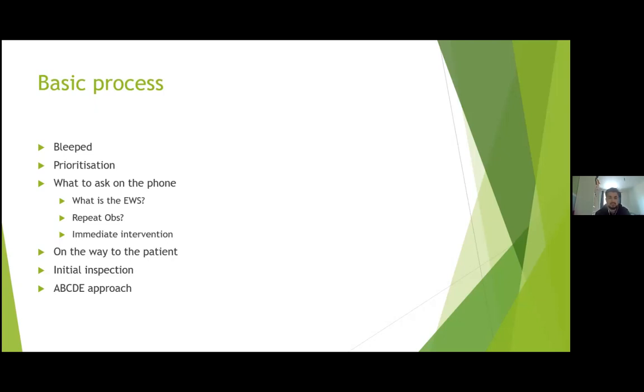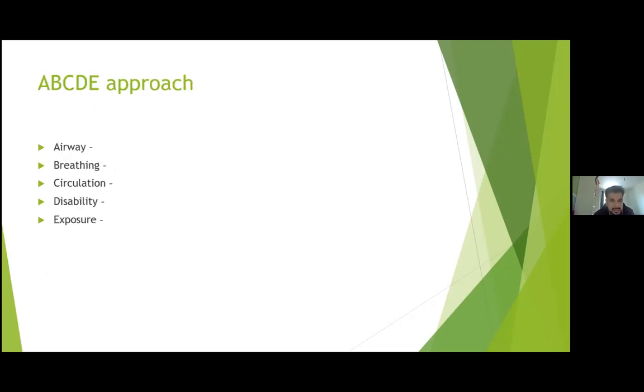Okay, so going on to the actual A-to-E assessment. Airway, breathing, circulation, disability, exposure, and I'll go through each one briefly, just talk about them in turn. So coming on to the airway first. Can anyone tell me anything about the airway? How do you assess it?